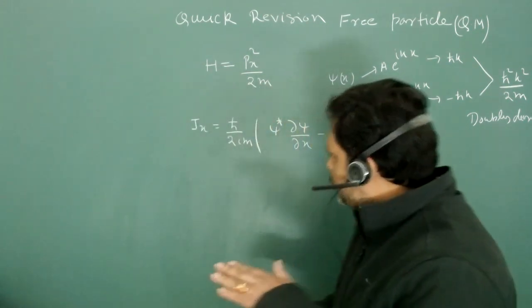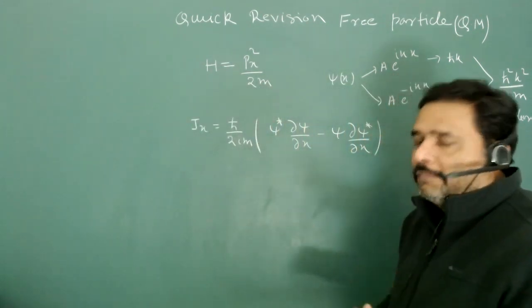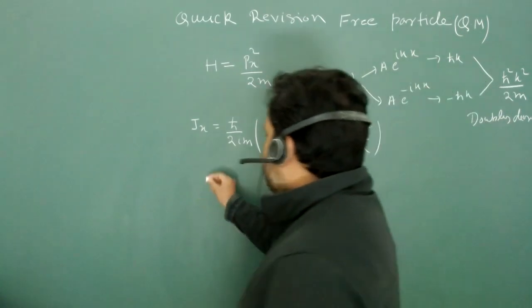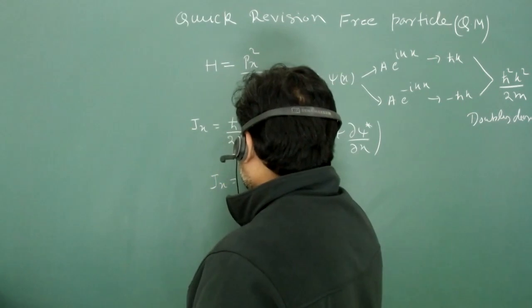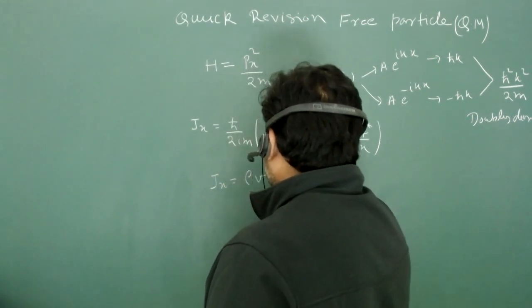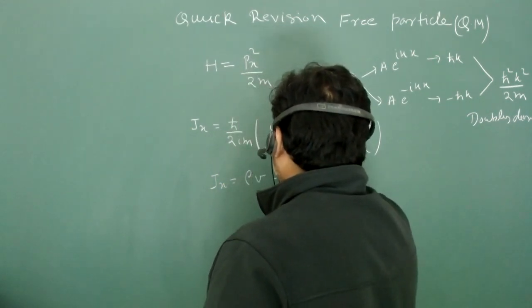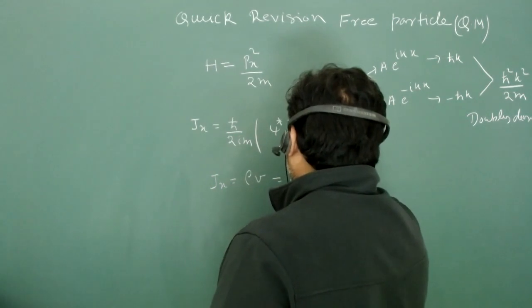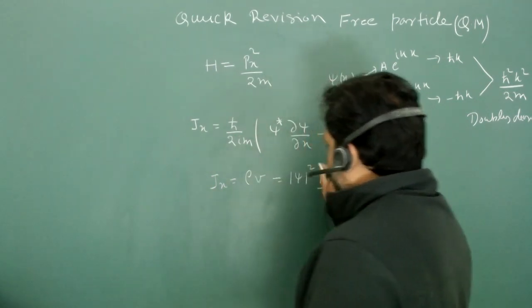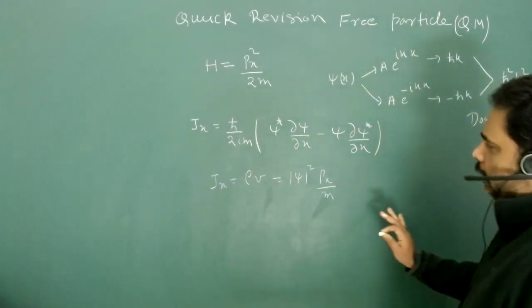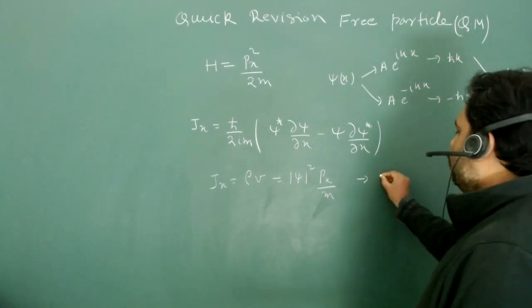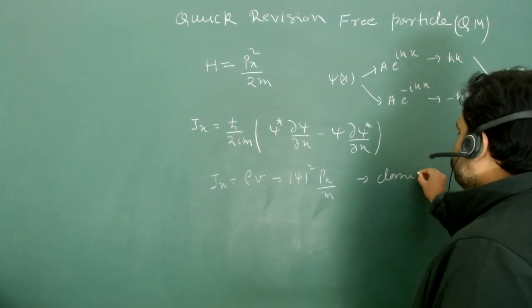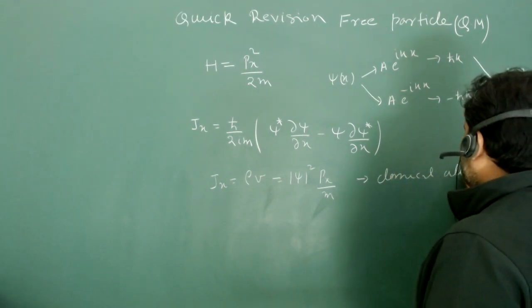If you are in the classical region, then you have some positive probability current density, and that value is jx equal to rho into v, which can be written as mod psi square and momentum by mass. So you should remember this formula for the current density, and this is in the classical allowed region.